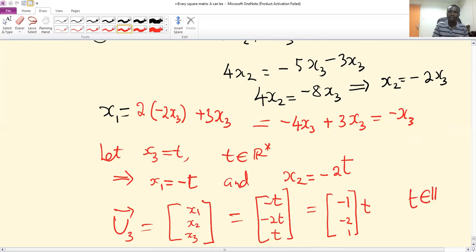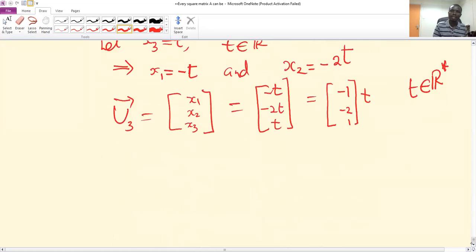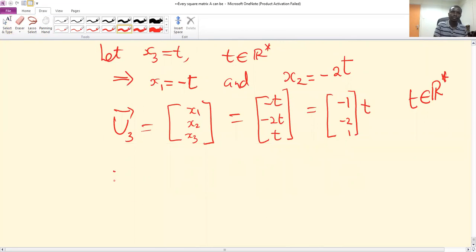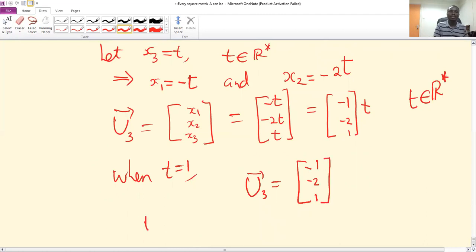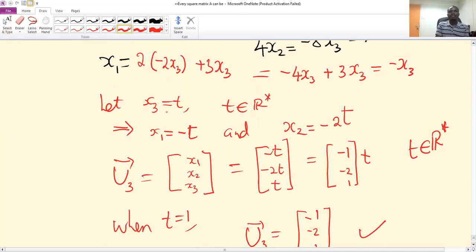t is a non-zero scalar, and you can be specific and say when t equals 1, then u3 will be given by minus 1, minus 2, 1. Another person can say when t equals negative 1, then u3 will be given by 1, 2, minus 1. All of them are still okay. It depends on how you have fixed your three variables.